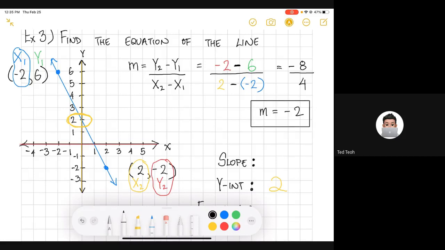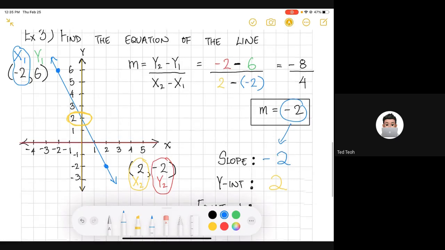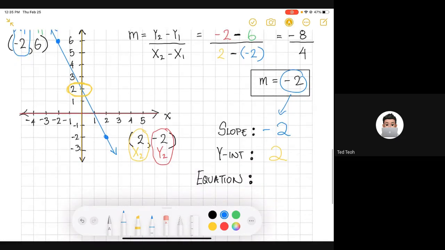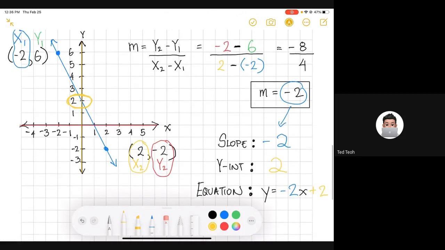Okay, so I'm going to write down here -2 for my slope. Now that I have the slope and the y-intercept, I can just write my equation out. Okay, so it's going to be y equals -2x plus 2. All right, and that is how you find out an equation based on coordinates and a line.